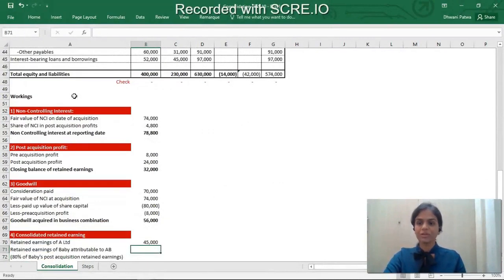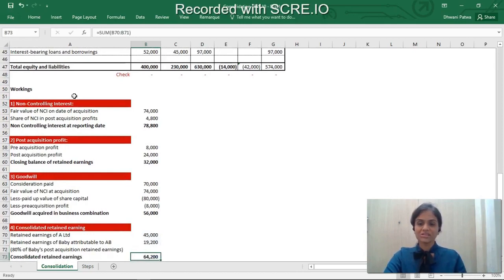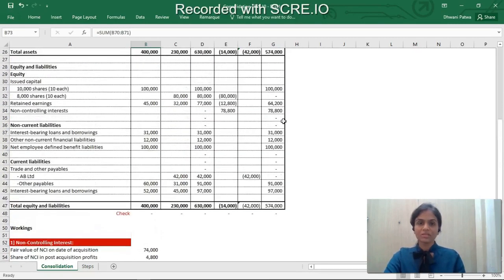Retained earnings of BB Limited attributable to AB Limited. Now, what would that be? It would be 80% of the post-acquisition profit. So I would take the post-acquisition profit and multiply by 80%. This is what is attributable to AB Limited. 20% is not attributable to AB Limited. I get the final figure as 64,200. Which is what I can see here. Similarly, all the other items we've added line by line, apart from trade payables where we've made an adjustment.